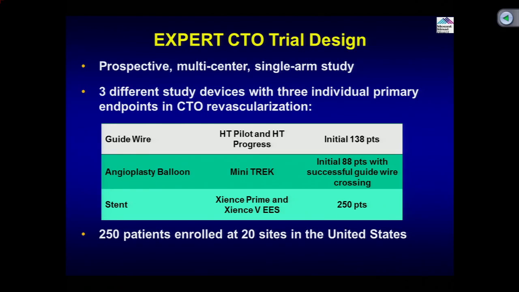So if you see, the EXPERT CTO trial design was a prospective multi-center, single arm, not dual arm, study design. Three different devices were studied. The guide wires studied were the high torque Pilot as well as the Progress family, tested in the initial 138 patients. The other was the Mini Trek balloon, going down to 1.2 millimeter size, tested in the first 88 patients. And the stent, the Xience Prime, 2.25 with various lengths, in 250 patients. 20 sites were selected in the United States.